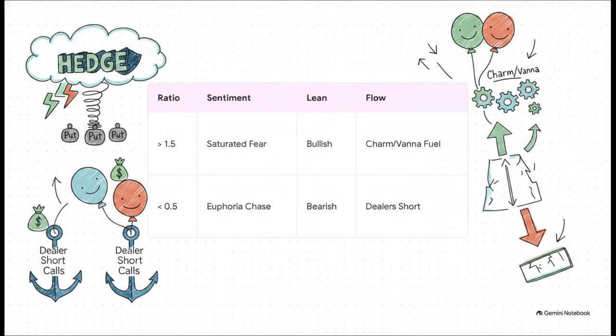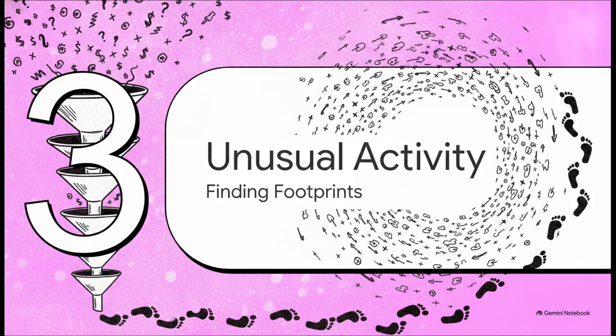Conversely, a ratio under 0.5 signals this really fragile euphoria. It leaves dealers heavily short calls, which effectively hard caps any potential rallies. Section 3, filtering unusual options activity. Let's find those real footprints.